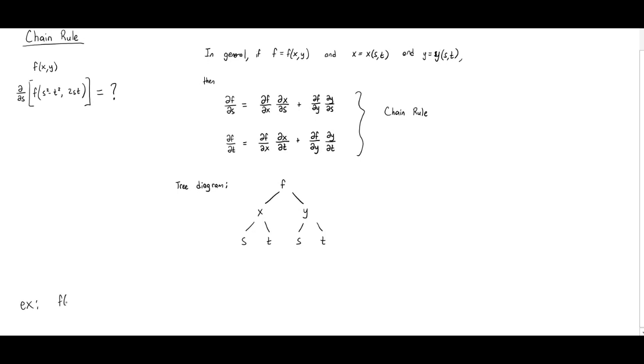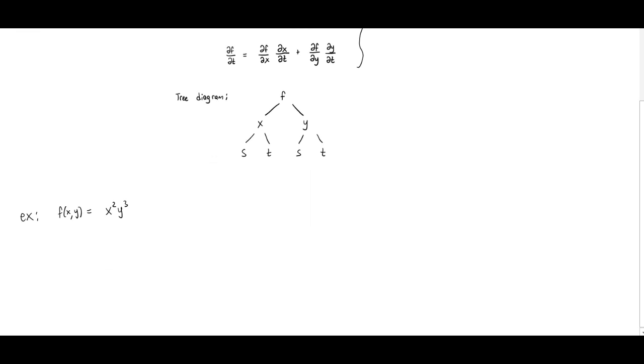So let me make up an actual function of x and y right now. Let's do something like x squared y cubed, okay? And then let me make up two functions of s and t for x and y. Let's say x will be s squared minus t squared, as I did in my example, and I'll do y as 2st for the moment, okay?